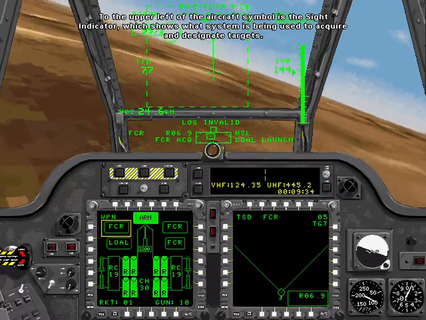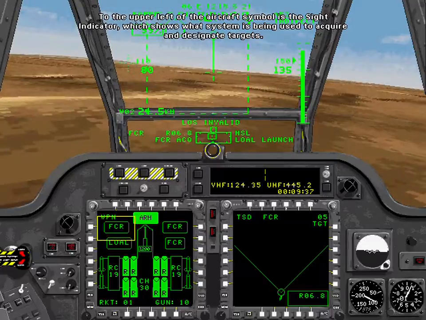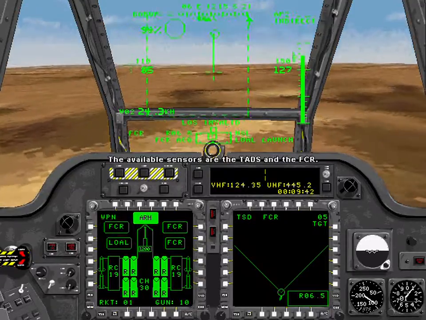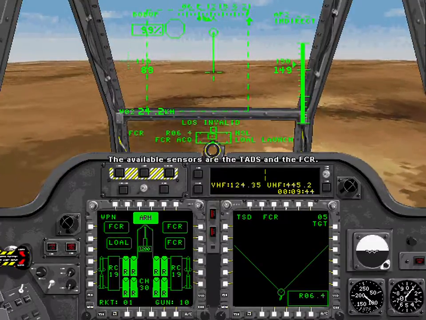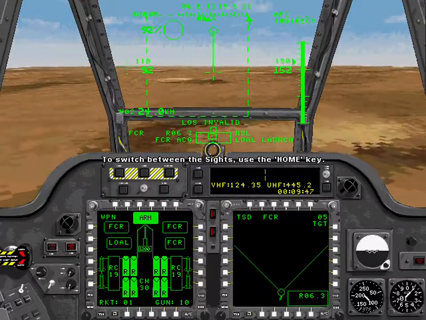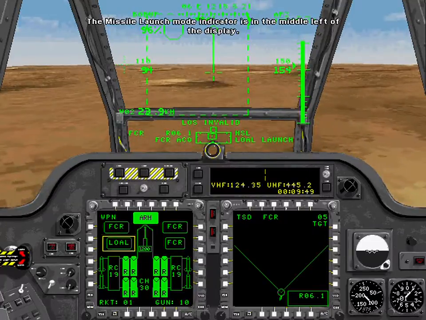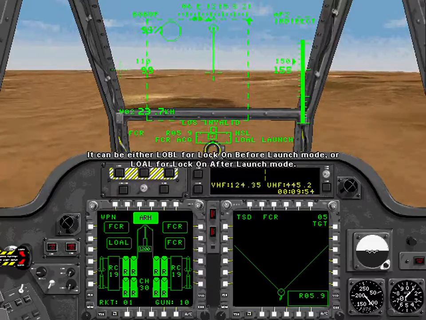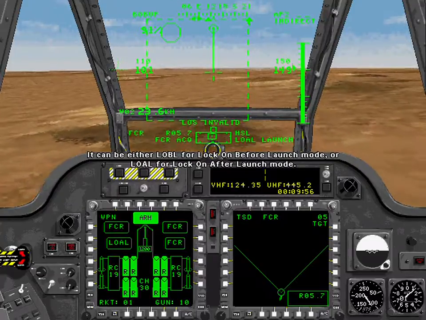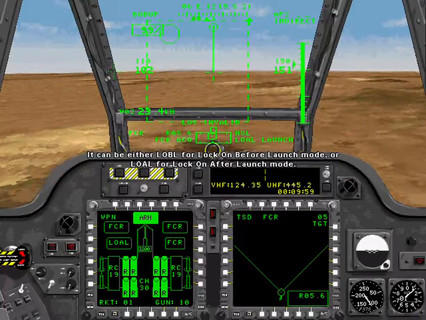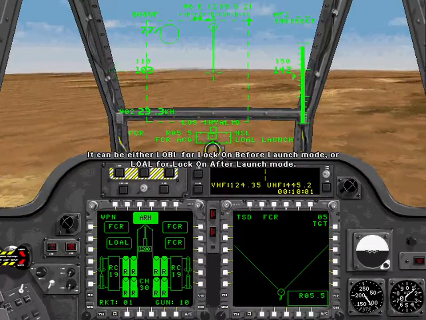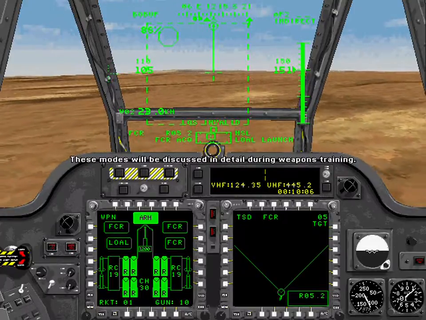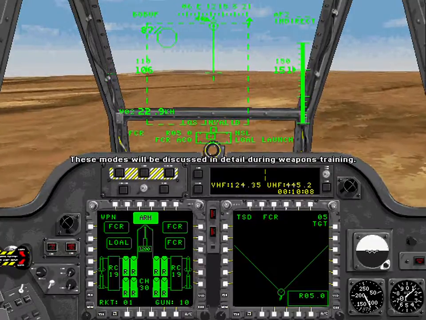To the upper left of the aircraft symbol is the sight indicator, which shows what system is being used to acquire and designate targets. The available sensors are the TADS and the FCR. To switch between the sights, use the... The missile launch mode indicator is in the middle left of the display. It can be either LOBL for lock on before launch mode or LOAL for lock on after launch mode. To toggle missile launch modes, use the... These modes will be discussed in detail during weapons training.